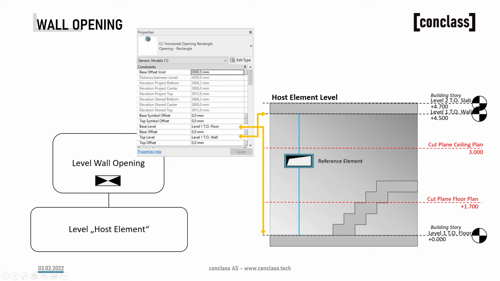If I selected the host level, the opening will adopt the upper and lower level of the wall. Based on that constraint, you will get the distance between the opening and the bottom and upper edge of the slab. Beside that, you always get the distance to the project base point or survey point. I always recommend using the host level for horizontal voids.